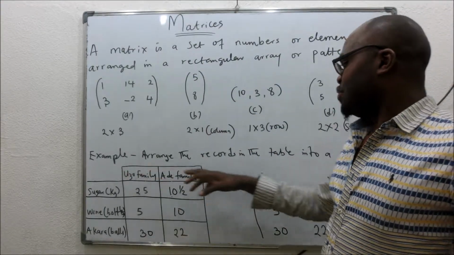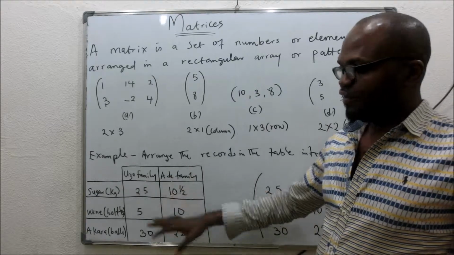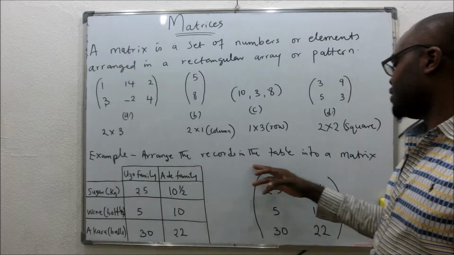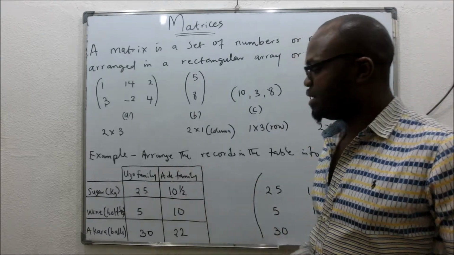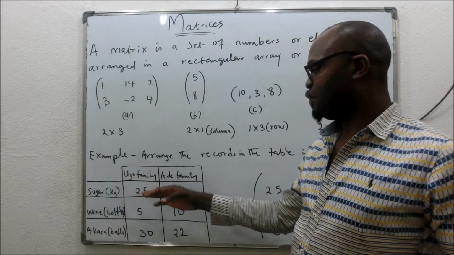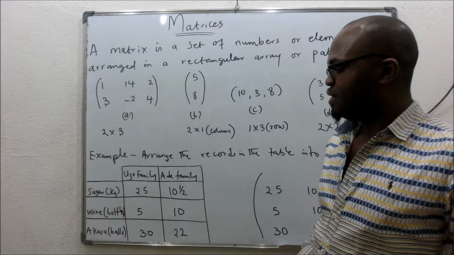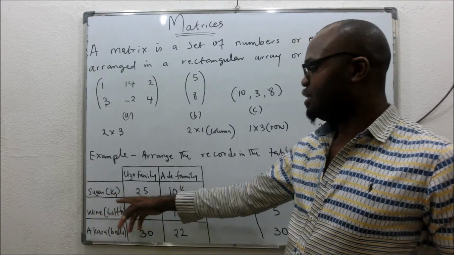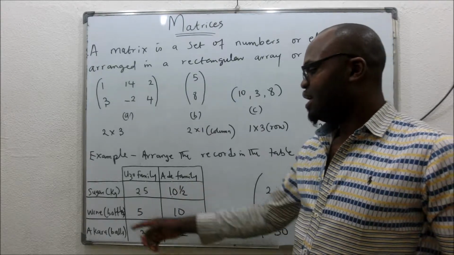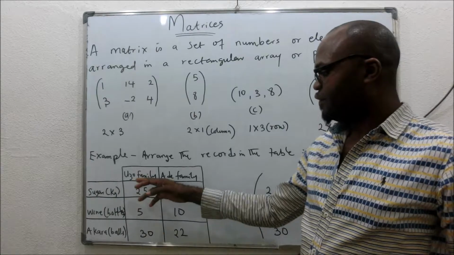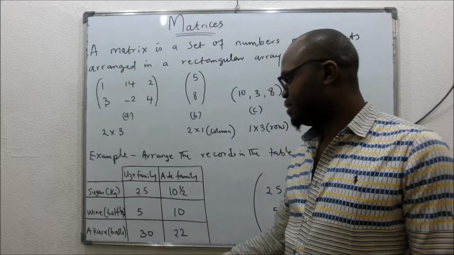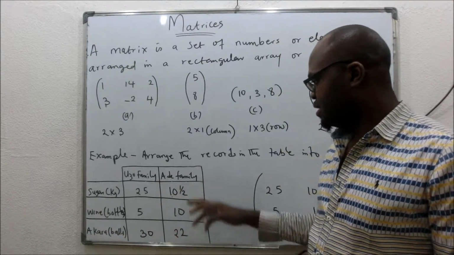Now let's take an example where we arrange data given to us in a table into matrix form. Check out this example. Arrange the records in the table into a matrix. This is a basic record showing the amount of sugar, wine, and akara that the families of Uzo and Ade have. How many kg of sugar does Uzo have? 25. How many does the Ade family have? 10.5. How many bottles of wine does the Uzo family have? 5. What of Ade? 10. How many akara balls? Uzo family 30, Ade 22.